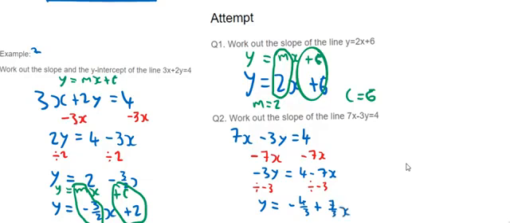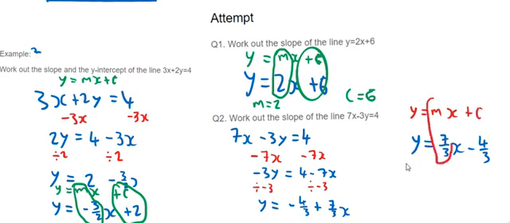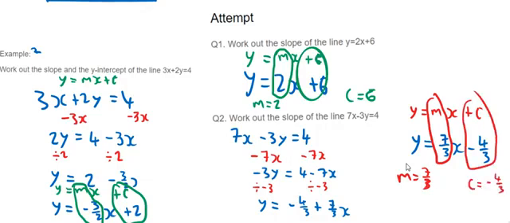If I rearrange the 7 over 3x and the minus 4 over 3 again, I get y equals 7 over 3x minus 4 over 3. And then I can just read off what m is again. I can see that m here is 7 over 3. And I can see that c is minus 4 over 3. It doesn't ask me to find c again, but I can find it if I need to.